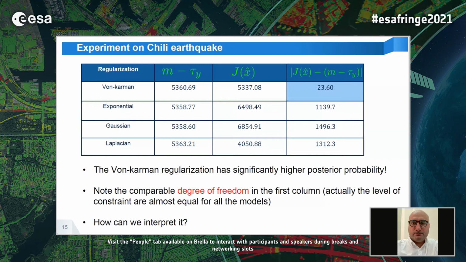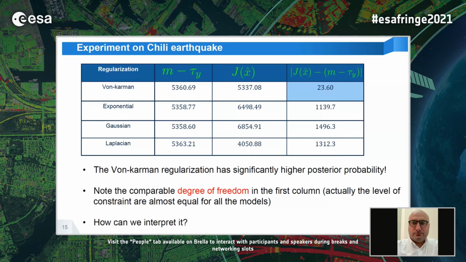However, here we show that the level of constraint in these 4 regularizations are the same, the amount of constraint that we actually impose on the model. However, the probability is much, much higher for von Karman. So between different regularization methods, we can choose which one is better.